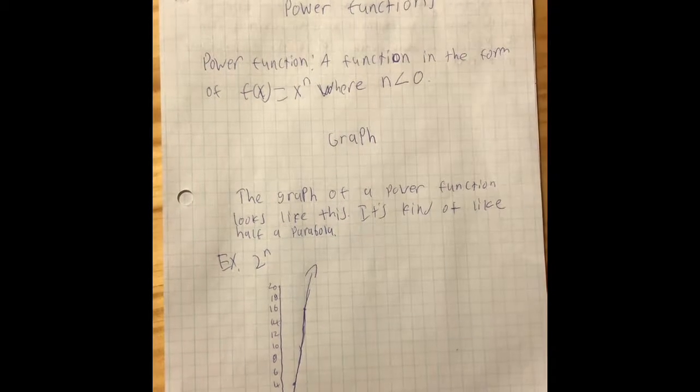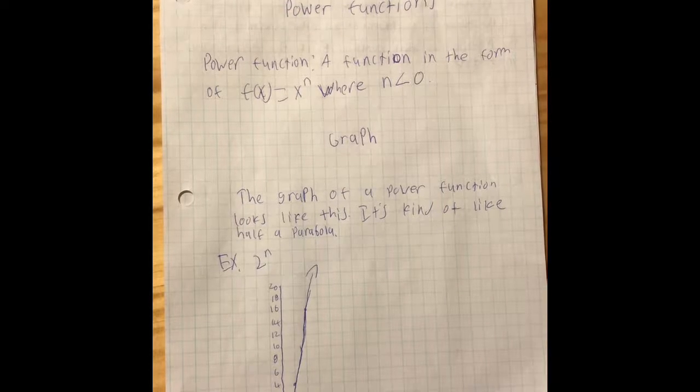Chapter 7, Lesson 1, Power Functions. A power function is a function in the form of f of x equals x to the nth power, where n is greater than 0. The graph of a power function looks like this. It's kind of like half of a parabola, so that's an easy way to remember it.